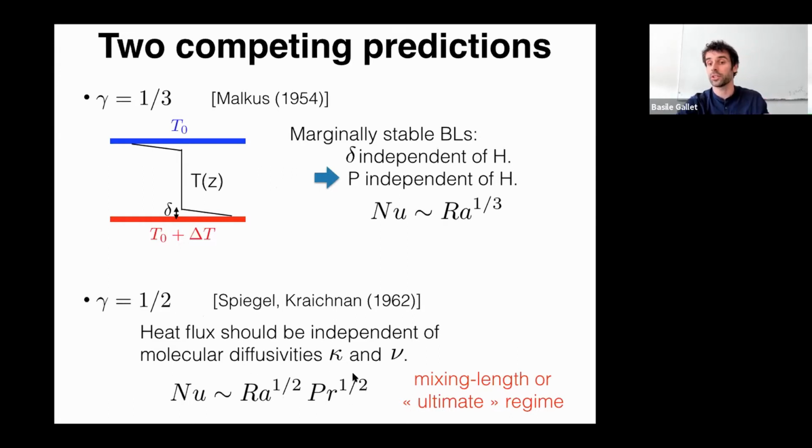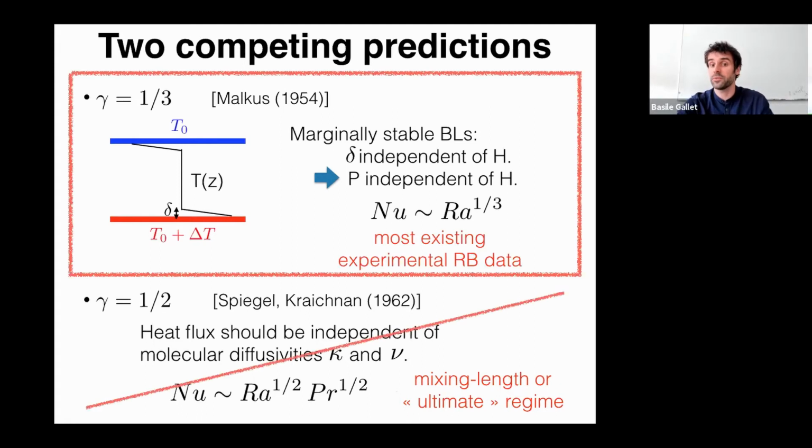Now, depending on your community, this scaling law is referred to as the mixing length scaling law in the astrophysical community, and as the ultimate scaling regime in the physics community. I guess it's called ultimate because it was believed that for Rayleigh-Benard convection, if you could drive the system in an extremely turbulent regime, ultimately you should reach this scaling behavior.